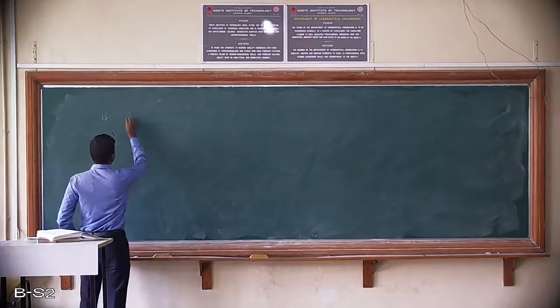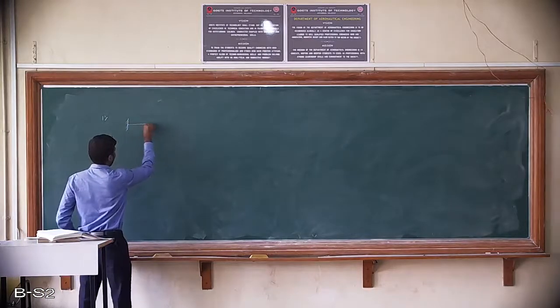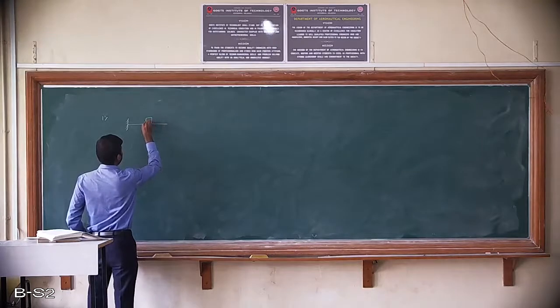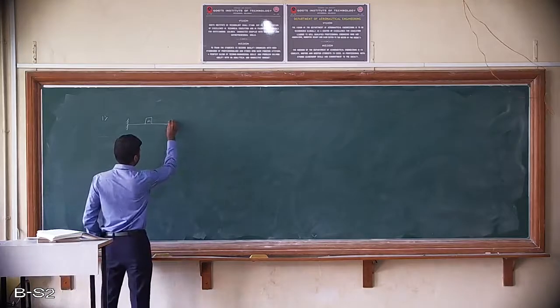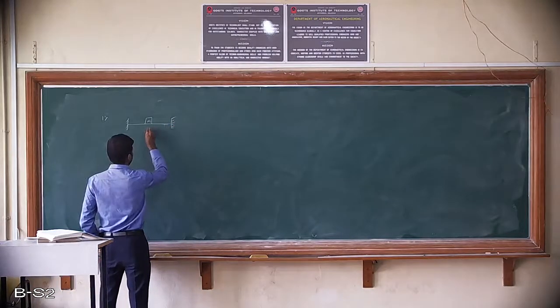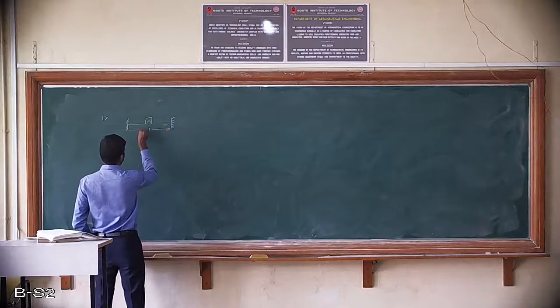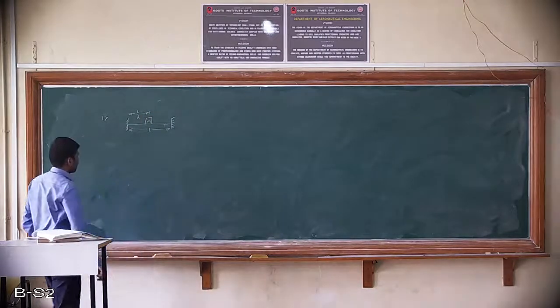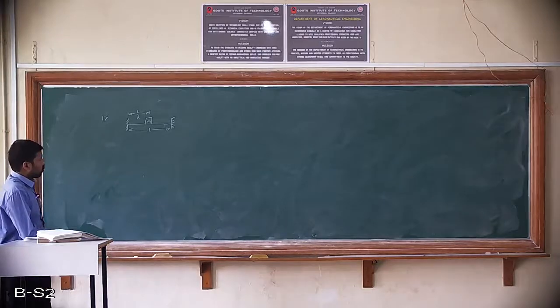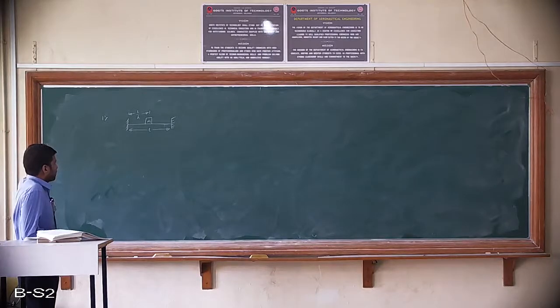So the figure is as follows. In the center there is a mass M. The total length is L. This is placed at a distance of L by 2. The mass is placed at the center and both the ends are fixed. The total length is assumed to be L and the mass is placed at a distance of L by 2.